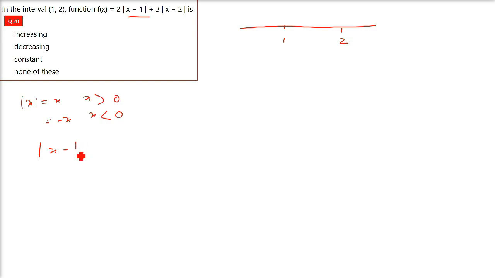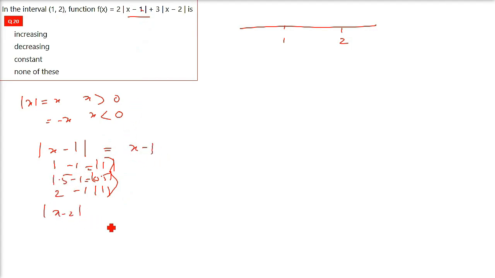Now when you have mod x minus 1, just put any value between 1 and 2. For example, I take 1, I take 1.5, I take 2. Now just subtract 1, what do you get? You'll get 0, you'll get 0.5, you'll get 1. So you'll never get a negative value. So in between 1 and 2, mod x minus 1 will always be positive. I hope you got the idea.